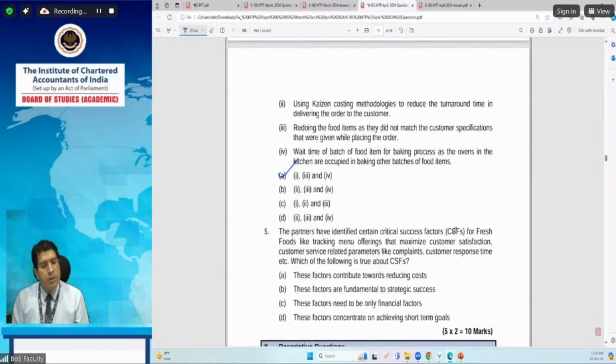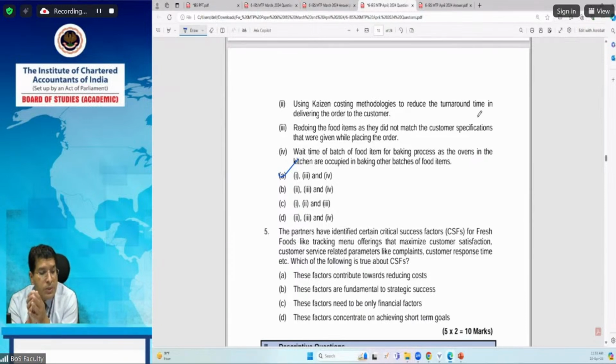Next MCQ. The partners have identified certain critical factors for fresh foods like tracking menu offering that maximize customer satisfaction, customer service related parameters like complaints, customer response time, etc. Which of the following is true about critical success factor?